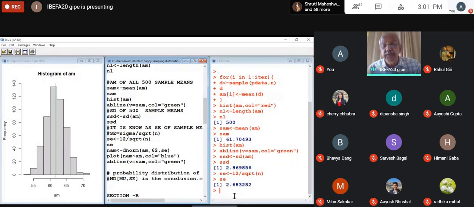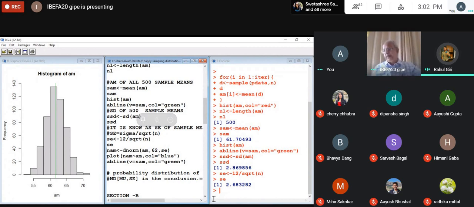How much does it come to? Sir, it's different from what we got earlier. Yes, but how much is the answer? 2.68. 6.8, sir? 2.68. And earlier I got 2.86. So theoretically, 2.68 is the standard error for the sample mean from 62.